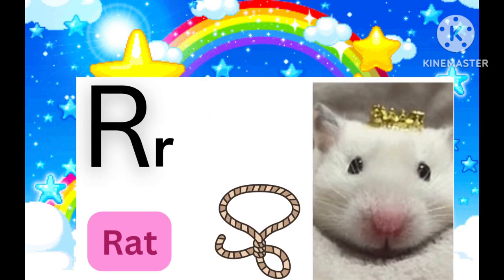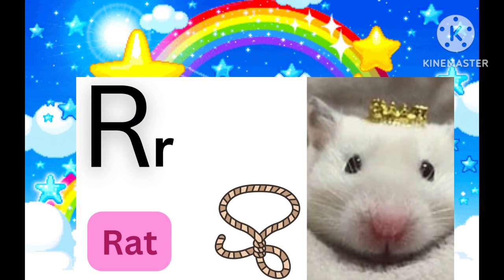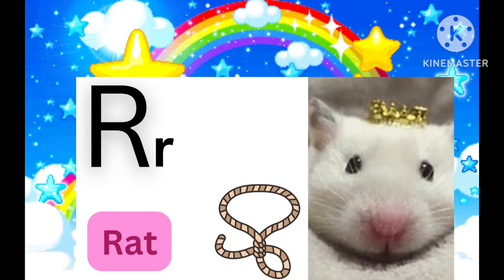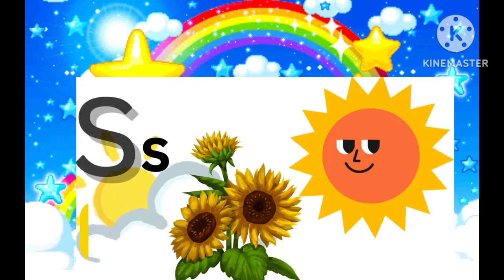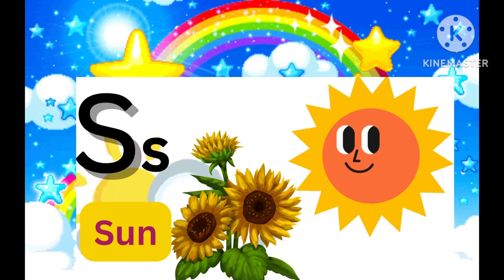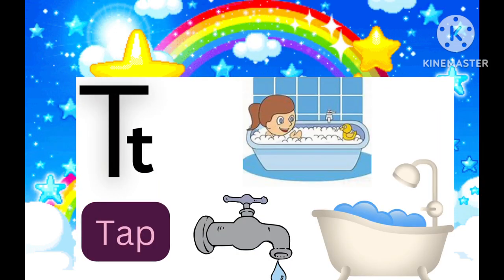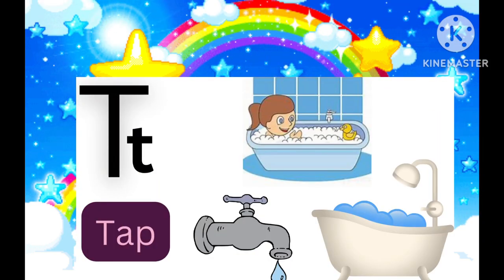R for rope, R for rat, R, R, R. S for sun and S for sunflower, S, S, S. T for tap, T for tub, T, T, T.